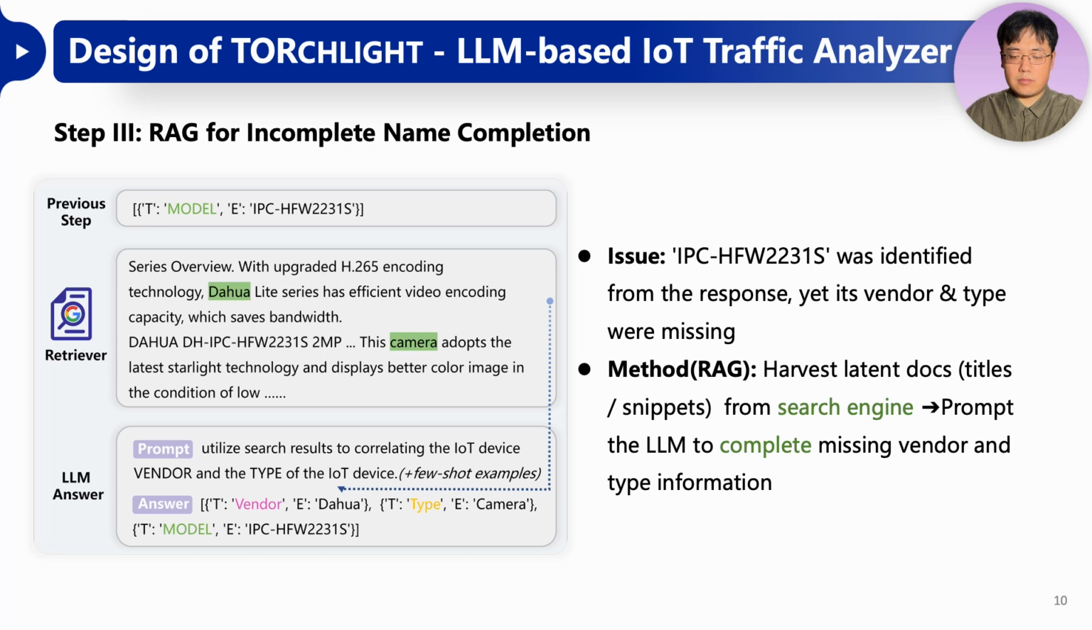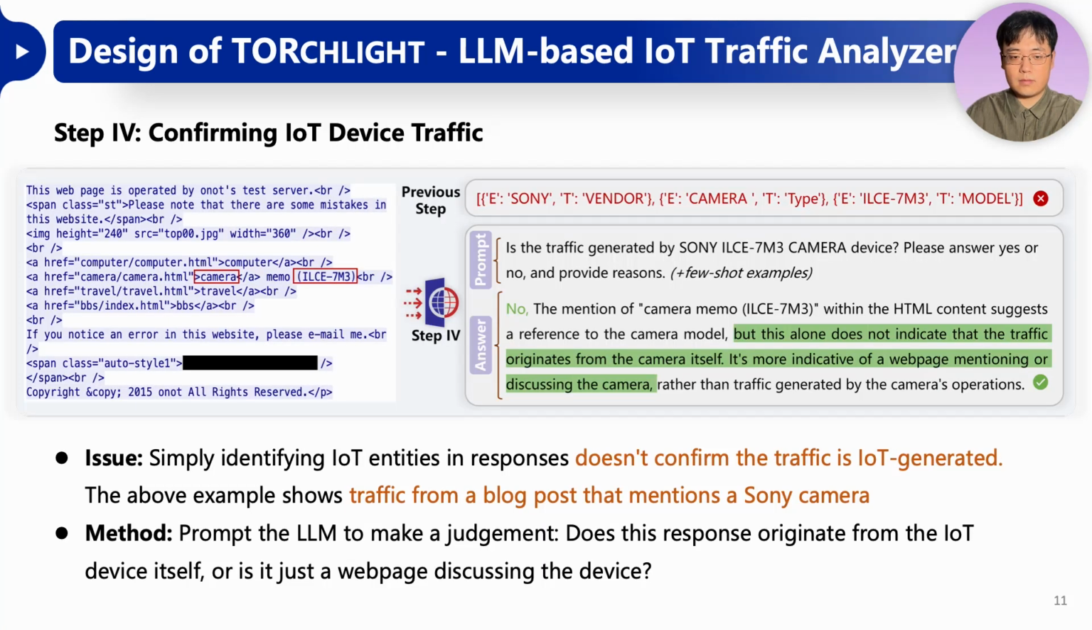However, sometimes we may only identify a device model. For example, here we may only identify the IPC HFW in the response, but its vendor and type are still missing. So in this step, we use RAG. We harvest latent documents like title and snippet from the search engine, and we give this information to the LLM and prompt the LLM to complete the missing vendor and type information.